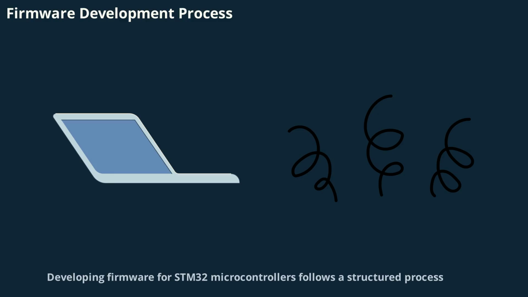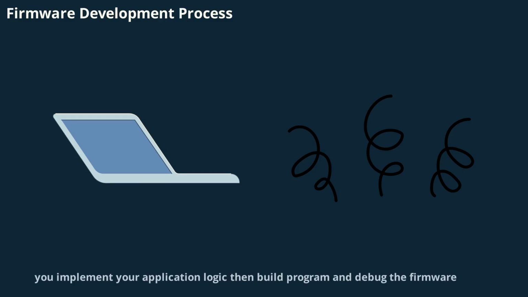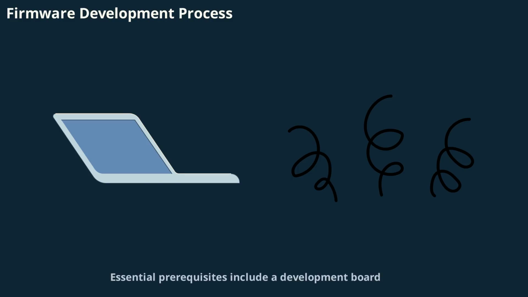Developing firmware for STM32 microcontrollers follows a structured process. It begins with project setup in CubeMX, followed by hardware configuration, code generation, and importing the project into CubeIDE. Next, you implement your application logic, then build, program, and debug the firmware. Essential prerequisites include a development board, the necessary software tools, a debug interface, and thorough documentation. Following this process ensures a smooth development experience and reliable results.